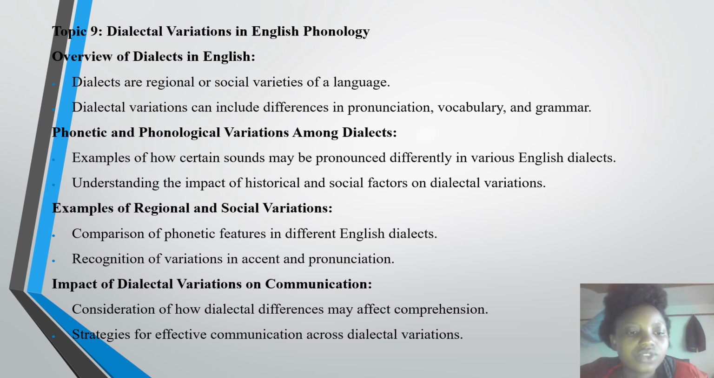Examples of regional and social variations. We have comparisons of phonetic features in different English dialects. Then we have recognition of variations in accent and pronunciation. Impact of dialectal variations on communication. Consideration of how dialectal differences may affect comprehension. Strategies for effective communication across dialectal variation.